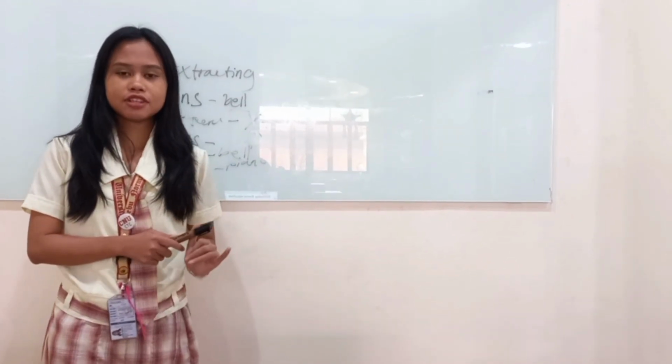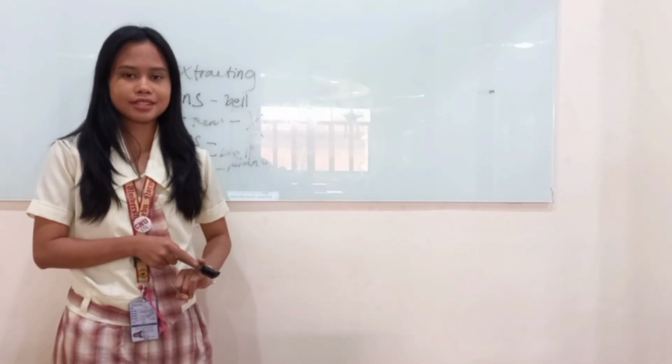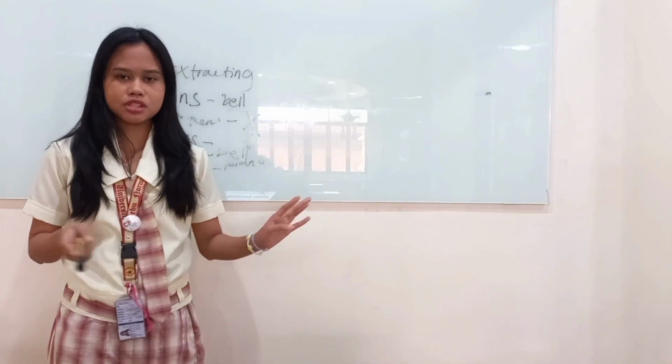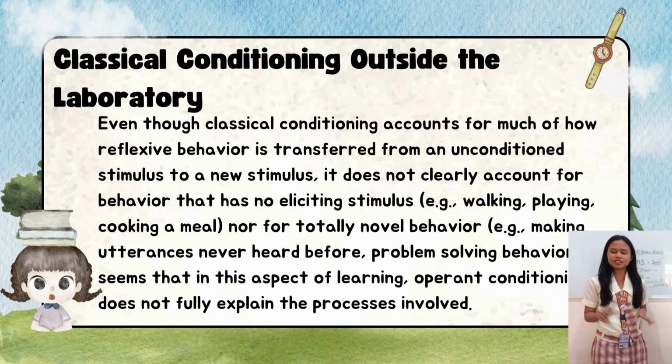Again, the first is acquisition or excitation. Next is extinction. Third is the spontaneous recovery. And the fourth is stimulus generalization and stimulus discrimination. So next is classical conditioning outside the laboratory.